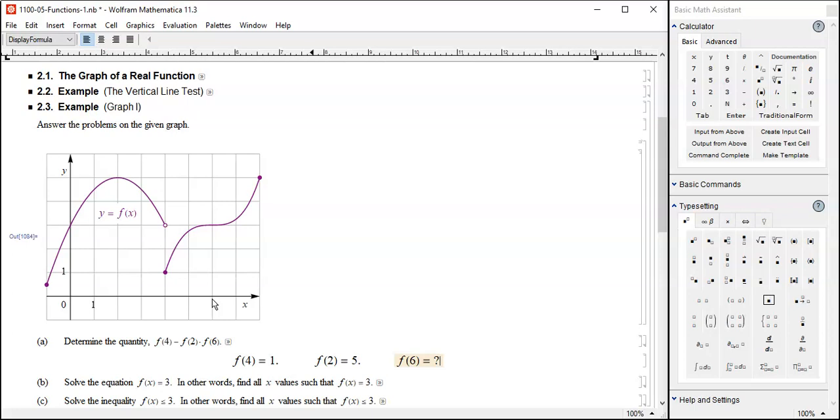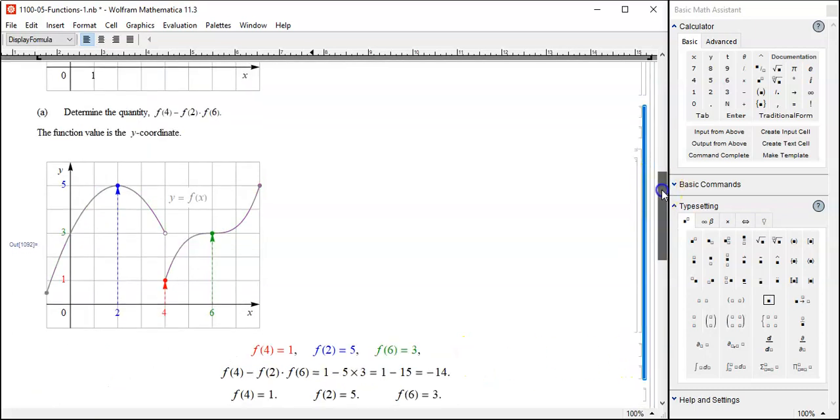And then, how do I move? I have to move vertically because a vertical line shares the same x-coordinate. Alright, I got to the point on the graph. What's the answer? What's f of 6? Which coordinate do I have to read? It's the y-coordinate of this point, and that is 3.